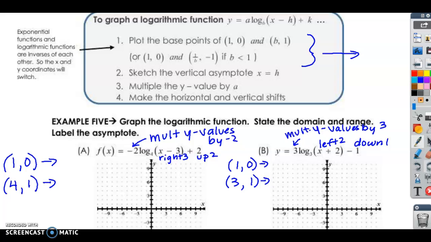Okay, plot the point. Maybe I should start here. If you're plotting logarithmic functions, the base points are 1, 0 instead of 0, 1 for the exponential functions, and b, 1 instead of 1, b. Now let me show you why.